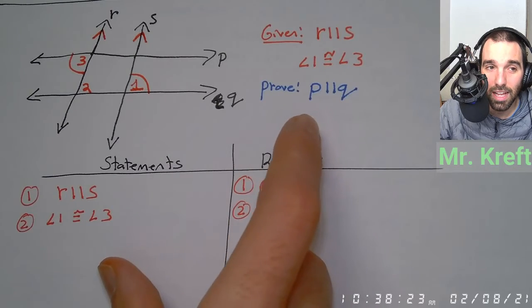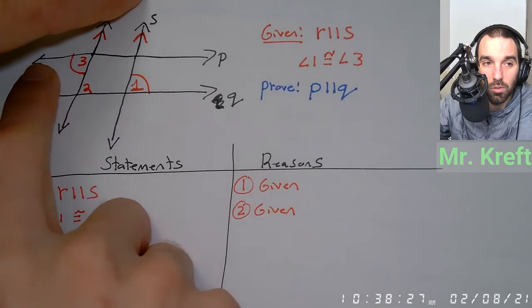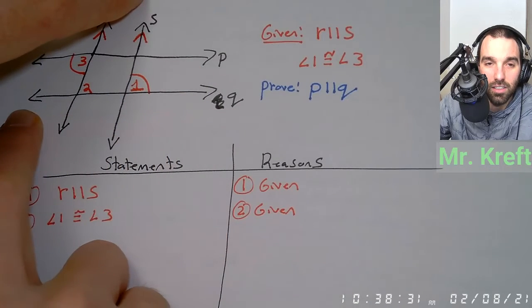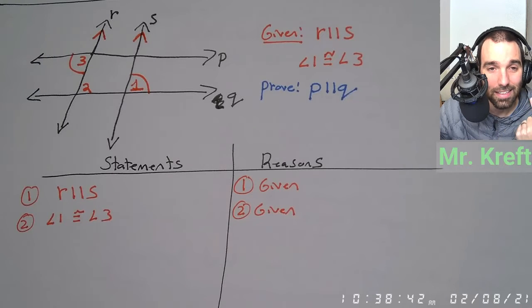And I need to have one angle on line P, right? So look, here's line P. I have to have one angle touching line P, and I have to have one angle on line Q. And the angles have to have a relationship. So what do you guys think? What angles should we look at? I need an angle on line P, and I need an angle on line Q, and there has to be a relationship between them. What angles should I look at?